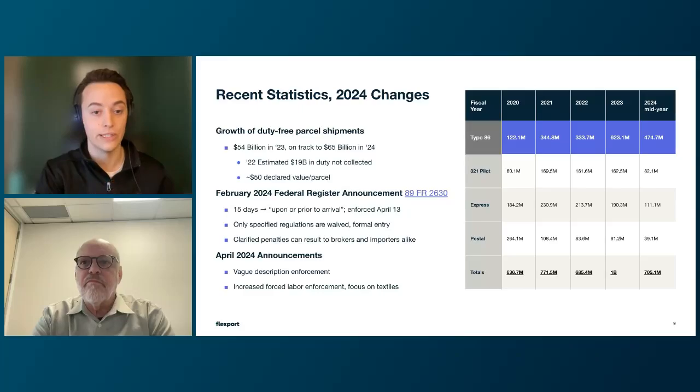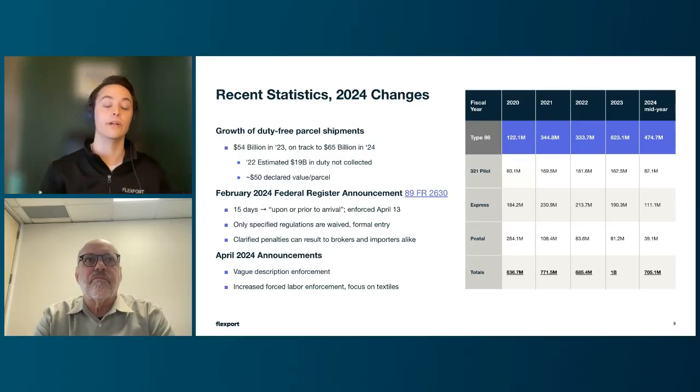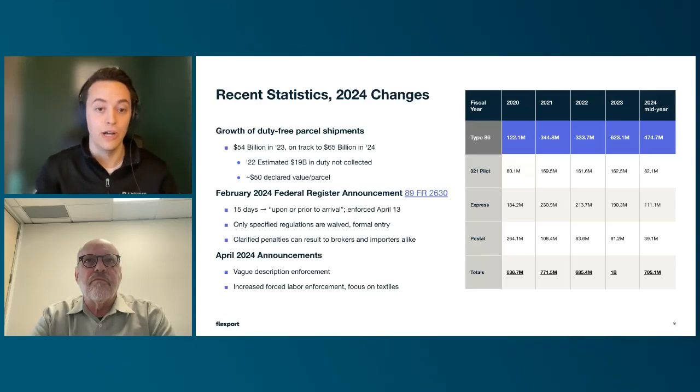One of those changes they announced came with a Federal Register notice back in February, a few months ago. The first one, and perhaps the most substantive change, was the timing for a Type 86 clearance. Before this change in February, you could file Type 86 entries up to 15 days after the actual arrival of the cargo to the entry port. They've now changed that to, quote, upon or prior to arrival of the cargo to the entry port as indicated in AMS. That really shortens the timeline.